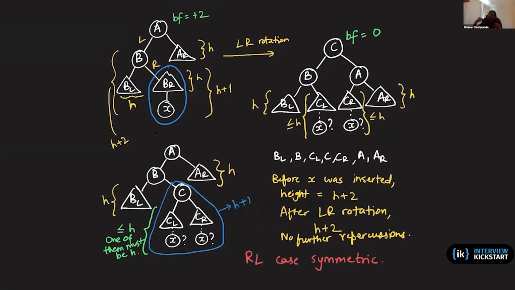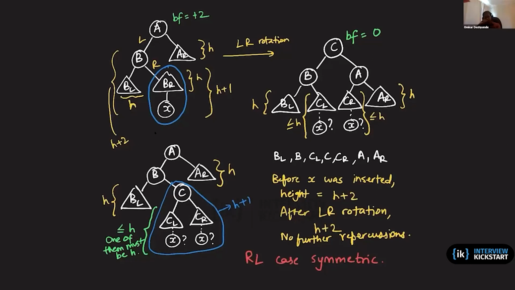Yeah, if the branching factor changed from 0 to -1, then there would be repercussions further up because the height must have increased. But if the branching factor had become 2 or -2, and after rebalancing we brought it down to 0, potentially with a new node as the ancestor of that subtree, that doesn't really tell us by itself anything about whether the height increased or not.